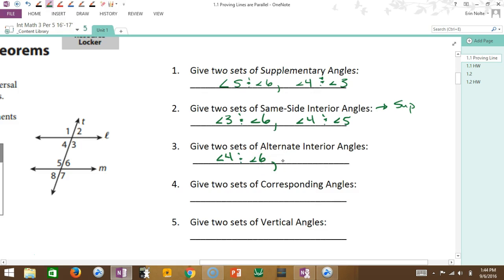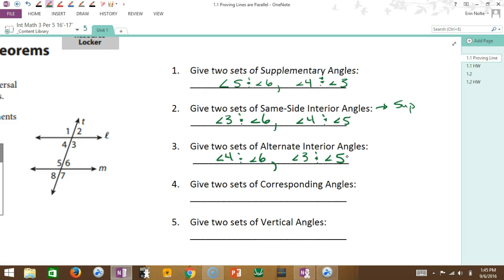Okay, give me a second set. Fallon. 3 and 5. Agreed. Yes, 3 and 5 are also alternate interior angles. Is there another set? No, there's only 2. Okay, also, what is the relationship between alternate interior angles?